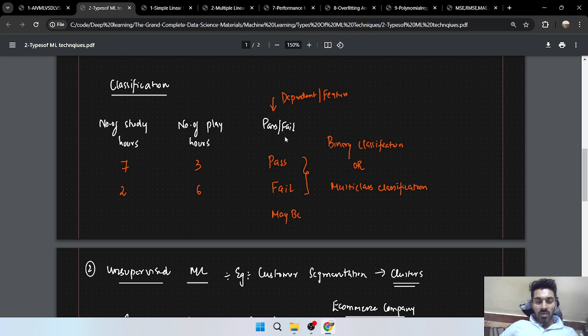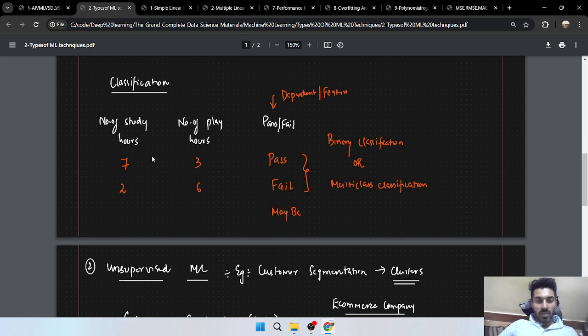And this output feature, you can say, is a dependent feature. Basically this is independent. This output feature depends on something, that's why we say it's dependent. And these are independent, they do not depend on anything.